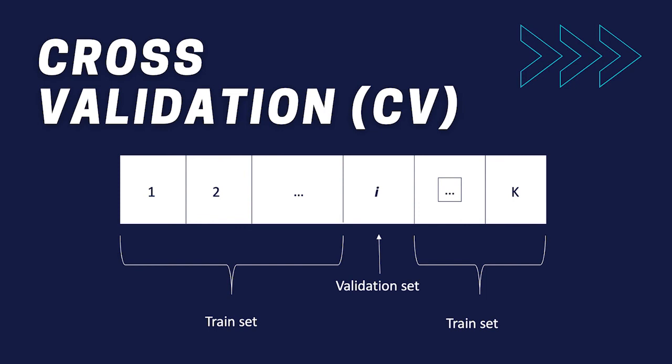So if K is 10, you get 10 different models. You will train 10 different models, each one with a slightly different training set and a different out-of-sample set. And naturally, you will get 10 different accuracies because you have 10 different models, and you average the accuracy, and then you can vary the hyperparameter to find out when you can maximize this average.